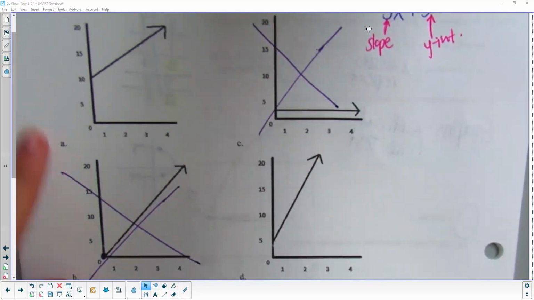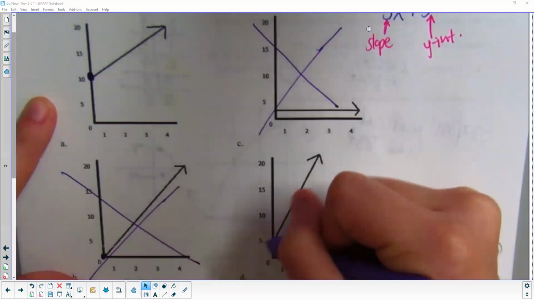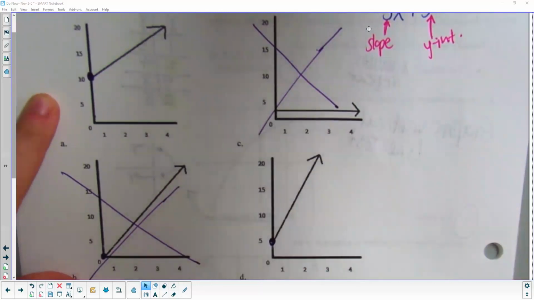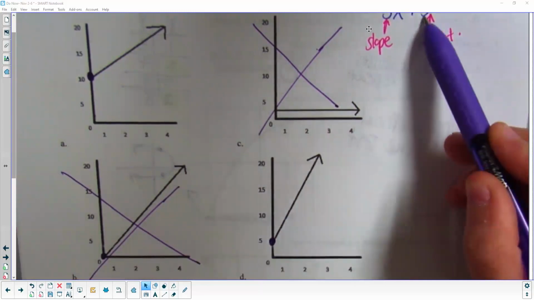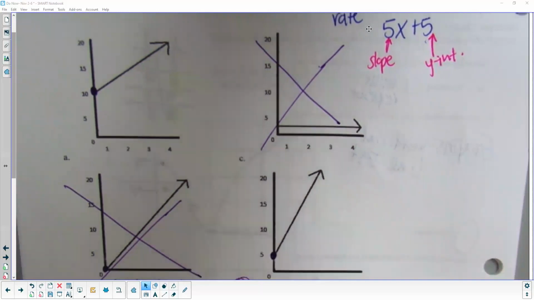I've got A and I've got D. And here I want to take a look at the y-intercepts. My y-intercept here is at 10, and then my y-intercept here is at 5. So because this y-intercept right here matches this one, D is my correct answer.